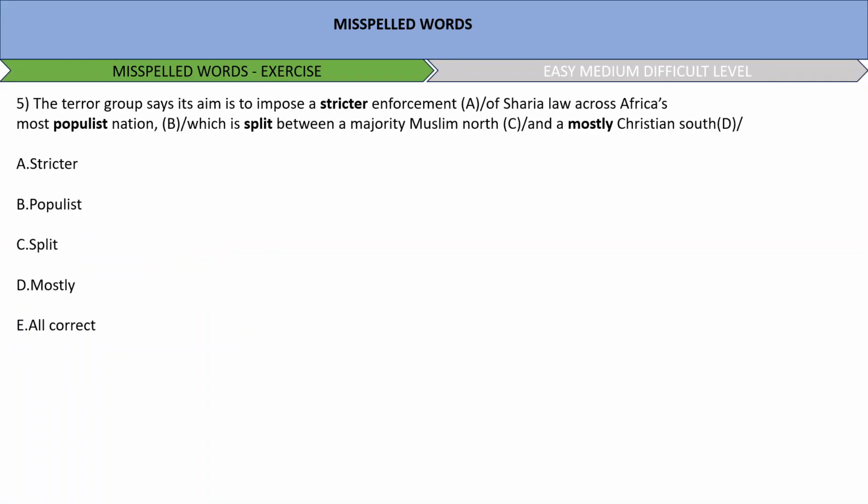Next question. The terror group says its aim is to impose stricter enforcement of Sharia law across Africa's most populous nation, which is split between a majority Muslim north and a mostly Christian south. So you have to check the words here: stricter, populous, which is split, and mostly. So you have to see which one of the following is correct and incorrect.